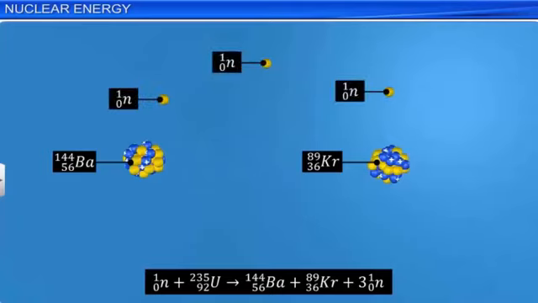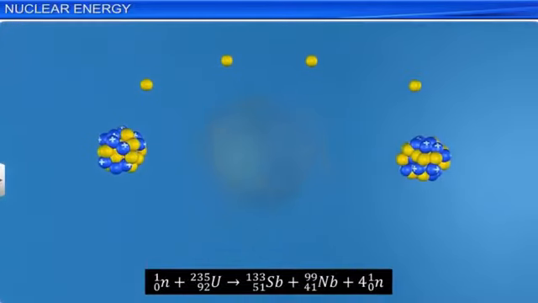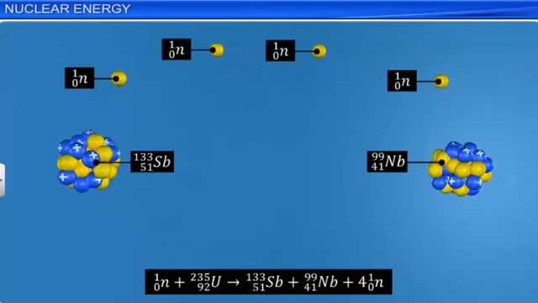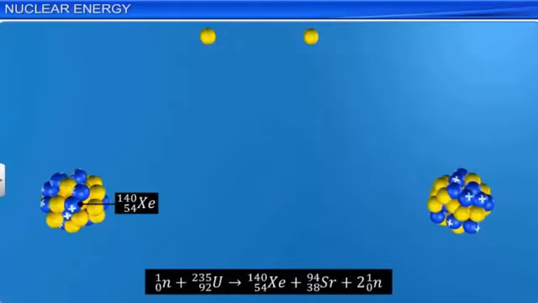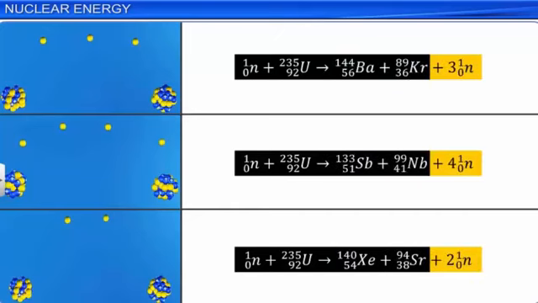It is also observed that in such type of fission, the products need not always be barium and krypton. The fission products of uranium-235 can also be antimony-133, niobium-99, and 4 neutrons, or xenon-140, strontium-94, and 2 neutrons. Thus, we see that nuclear fission involves the release of neutrons along with other products which may vary. We also see that the number of neutrons released also varies depending on the other products of fission being released.